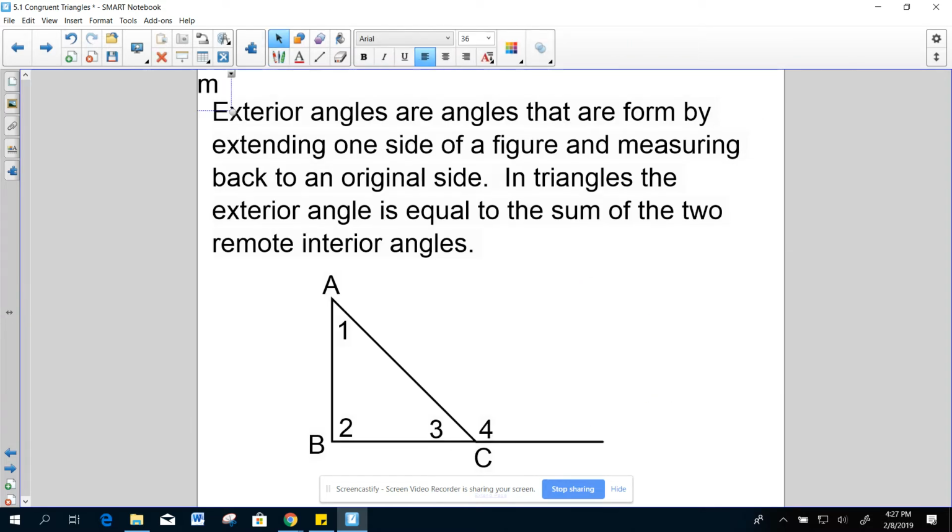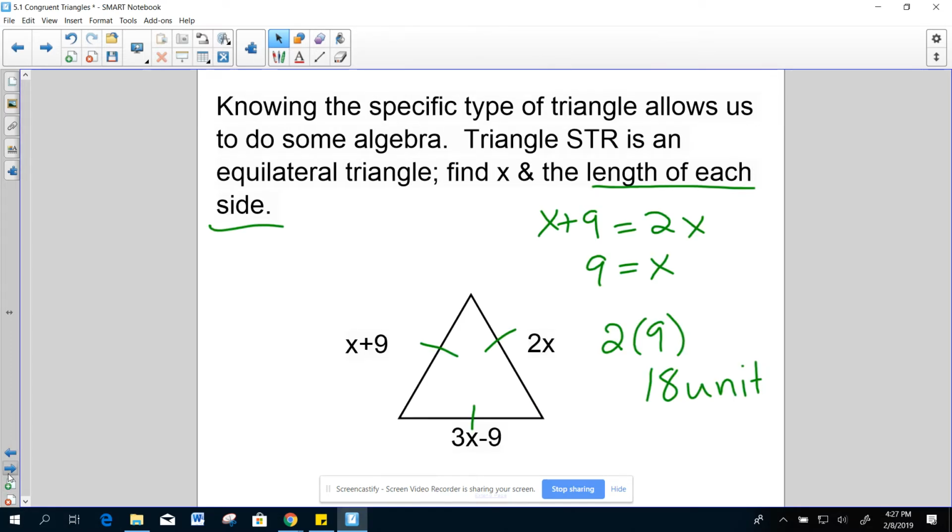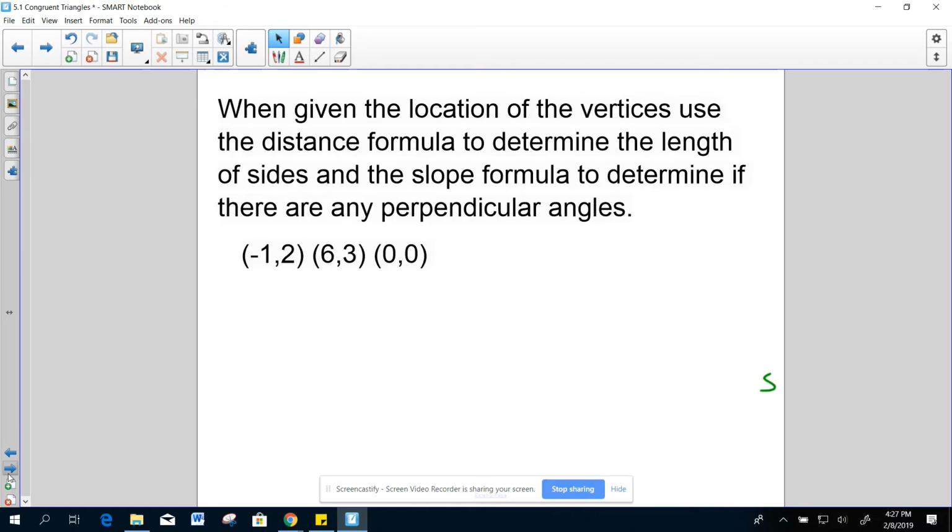Henry just changed the slide on me. So, going back to here, we have x is equal to 9, and our side is 18 units.